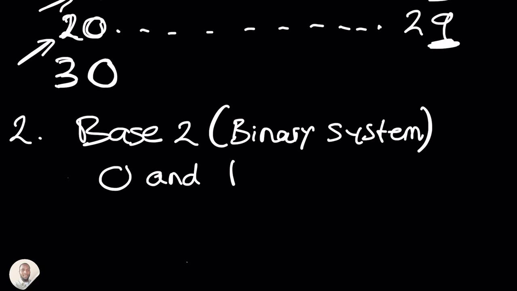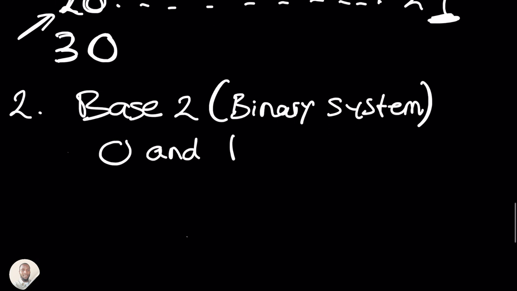10. So let's actually count in base 2. Let's see how it looks. 0, 1. You see, the next number is supposed to be 2, but we won't write 2. It becomes what?